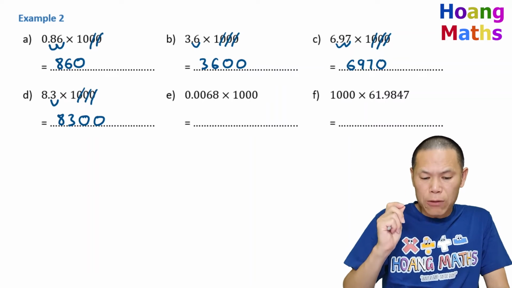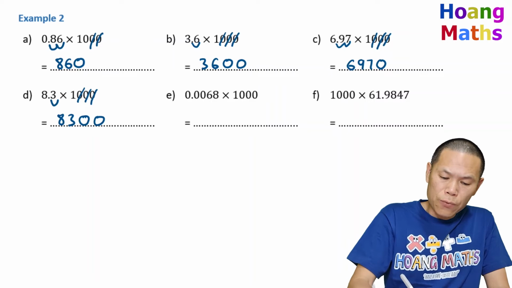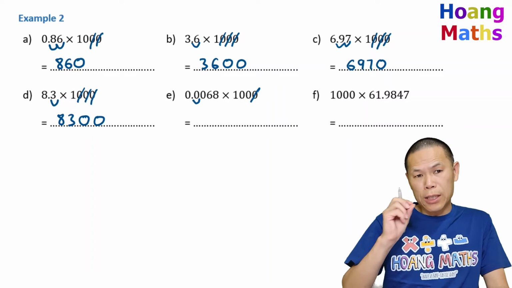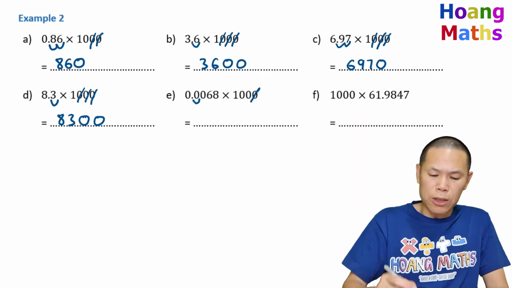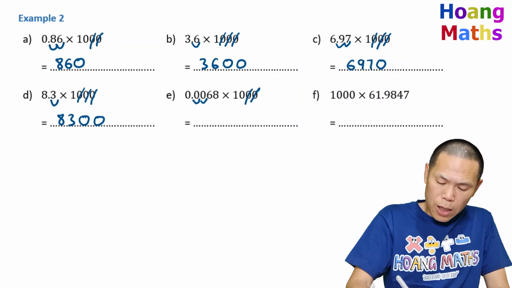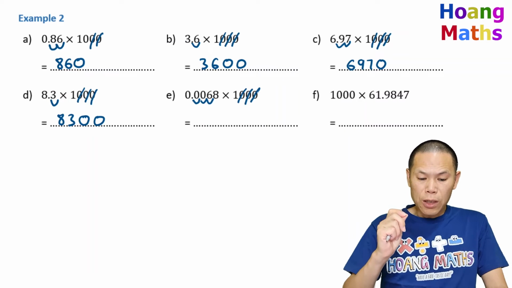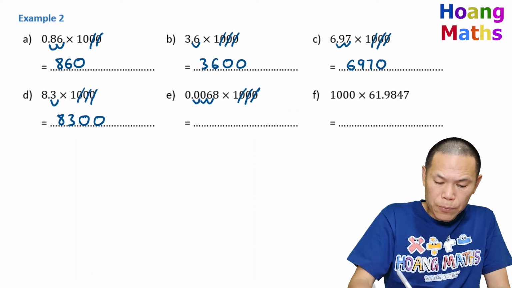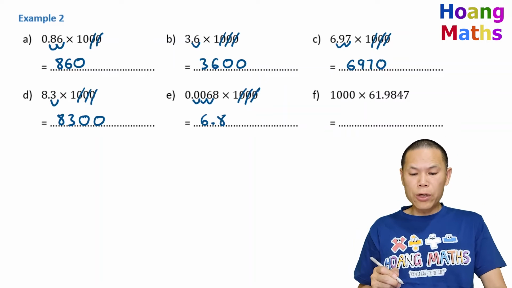Part E. We have 0.0068 times 1,000. We just move this decimal point 1 unit to the right and cancel 1, because it gets larger when we times 1,000. We move 1 more time, we cancel this. We move 1 more time, we cancel this. So that becomes 6.8 times 1. So the answer is 6.8. So there you go.